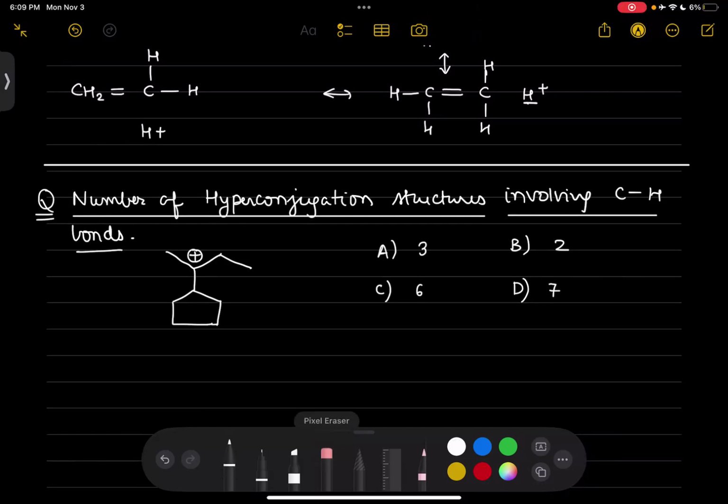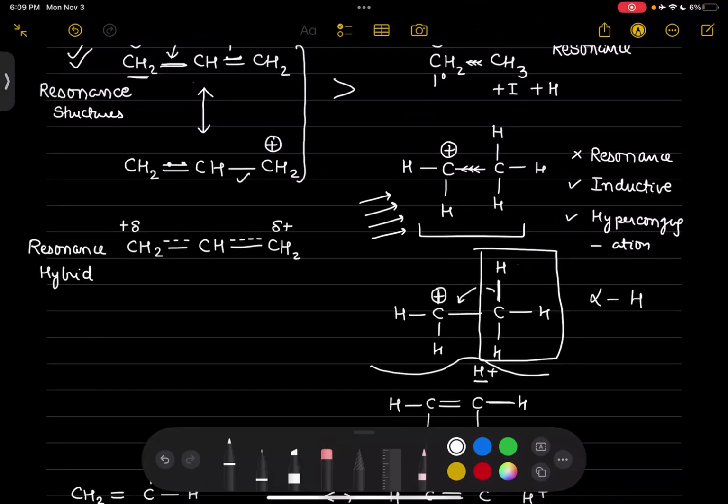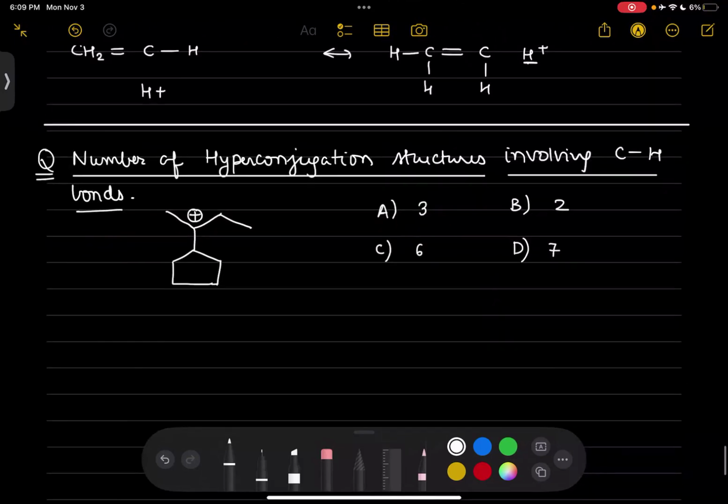Is the question clear or not? Yes, sir. This is a bond line structure, you need to write or imagine it in this way, the bond structure. Maha, Nabila, what are your answers? You can just share. First, where is the cation? The cation is on this carbon atom. Got it.